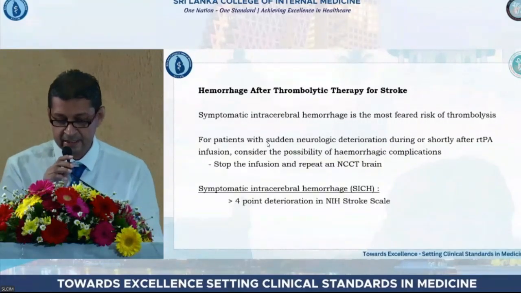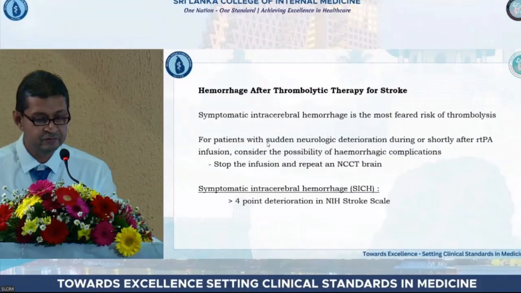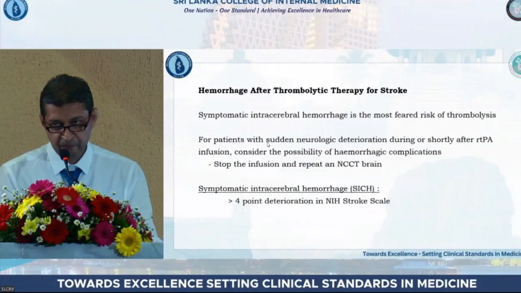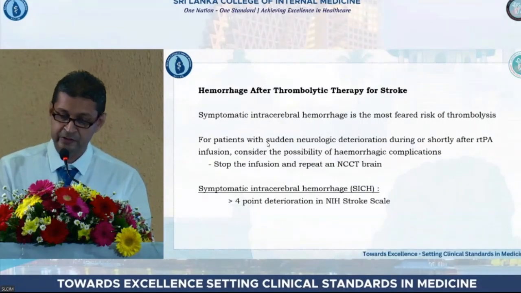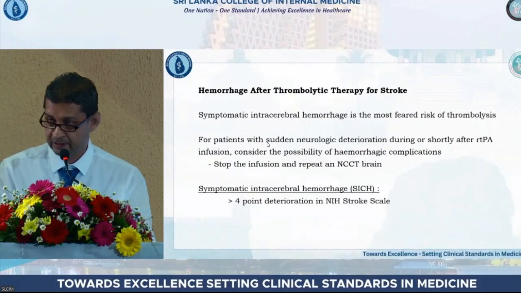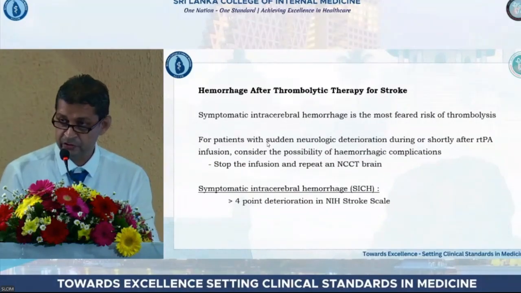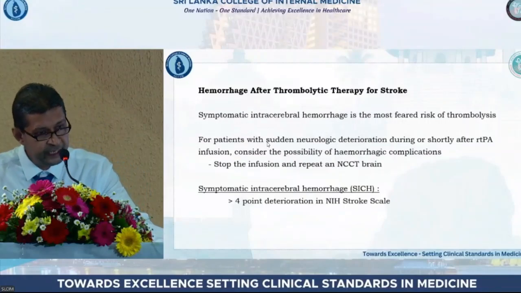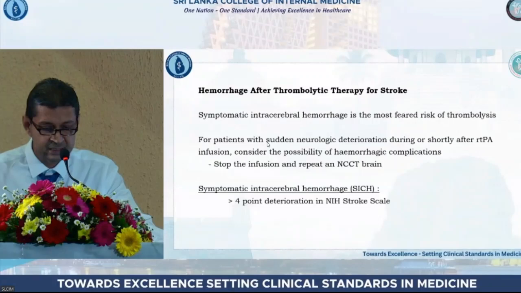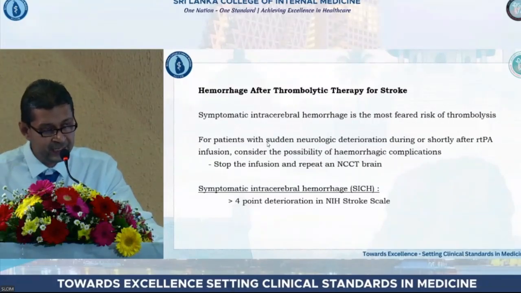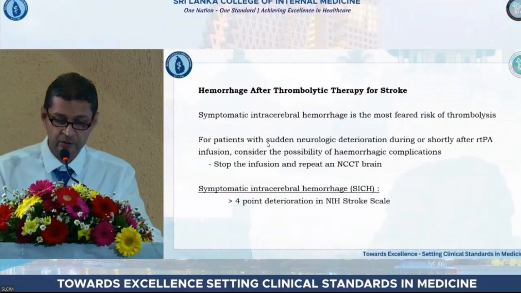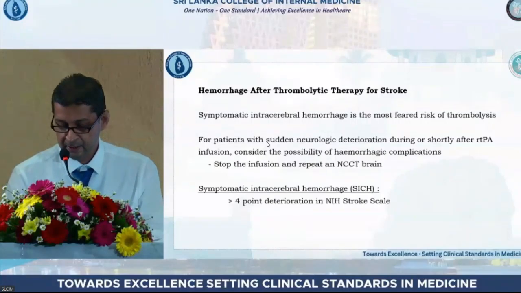Symptomatic intracerebral hemorrhage is the most feared risk of thrombolysis. When we notice a sudden neurological deterioration during or shortly after thrombolysis, we have to consider hemorrhagic complication. We have to stop the infusion and repeat the non-contrast CT brain. A more than 4-point deterioration in the NIHSS stroke scale with the hemorrhage is defined as a symptomatic intracerebral hemorrhage.